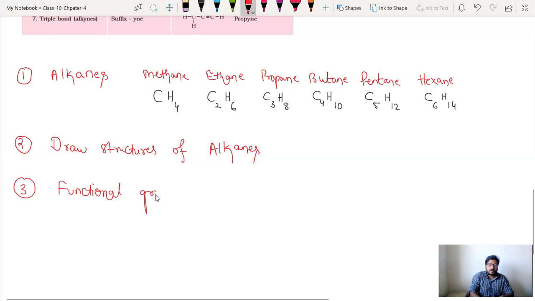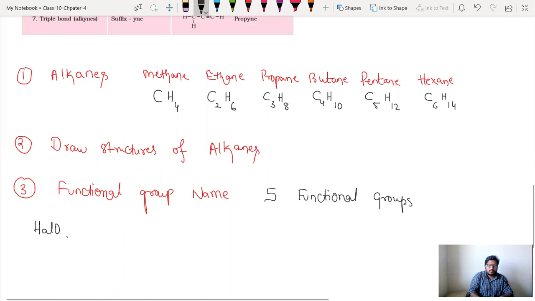Functional group names you have to remember. How many functional groups are you learning in your 10th class? Total 5 functional groups. What are those?